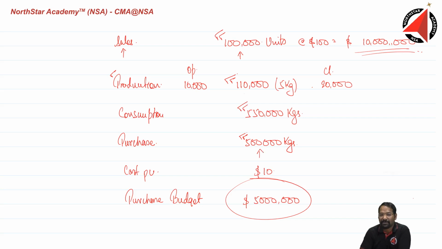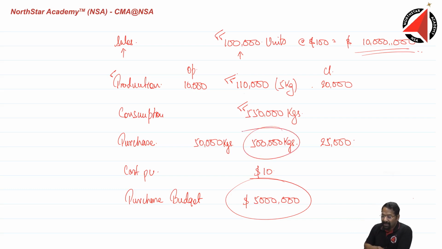So my purchase should be 550,000 kgs. Awesome. Very good. But I already have 50,000 kgs in my opening stock. Then how much should my purchases be? So my purchases should only be 500,000 kgs. Very good. I want to have 25,000 kgs in my closing stock. Then how much should my purchases be?